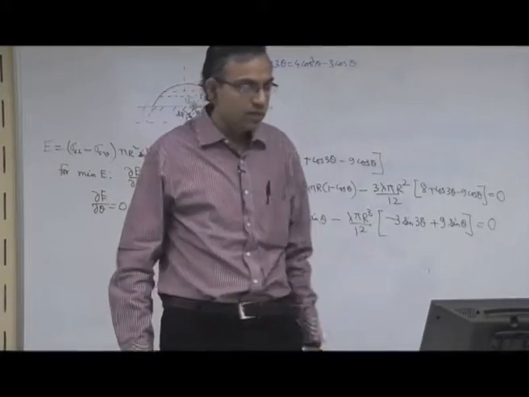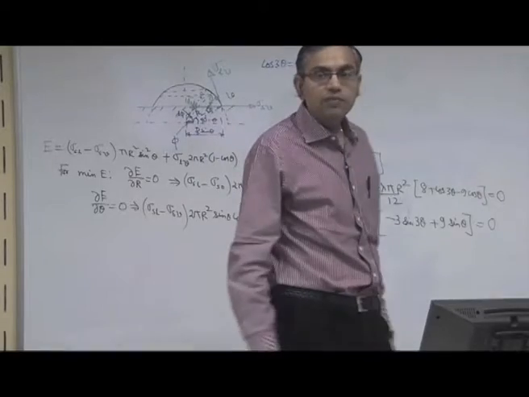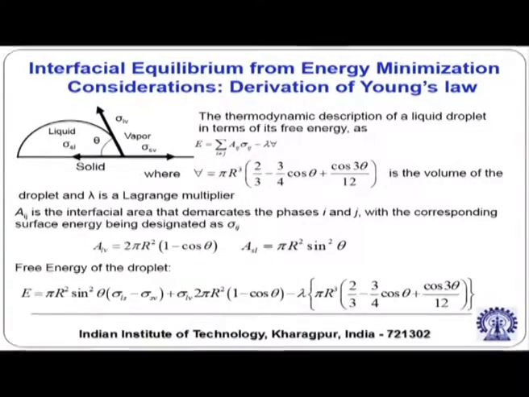In the previous lecture we were discussing interfacial equilibrium from energy minimization considerations. So, I will briefly recapitulate what we are trying to do through this view graph. We considered a droplet which is a part of a spherical shape, and then we have written the total energy as the sum of the interfacial energy, and then we have minimized the total energy by constraining the total volume of the droplet, where lambda in this expression is the Lagrange multiplier.